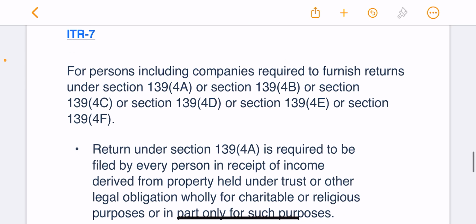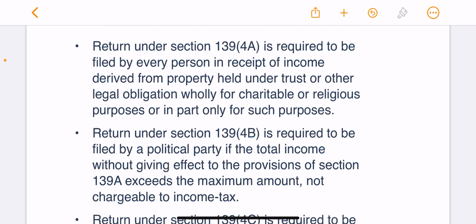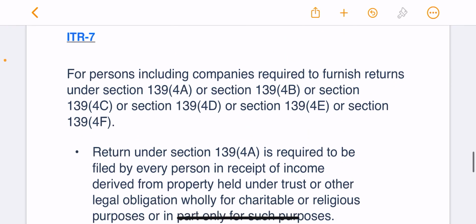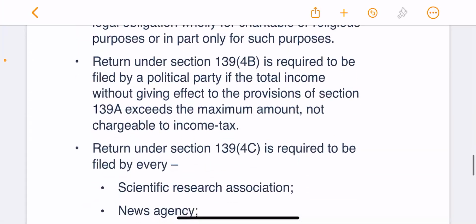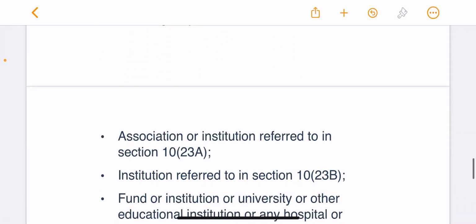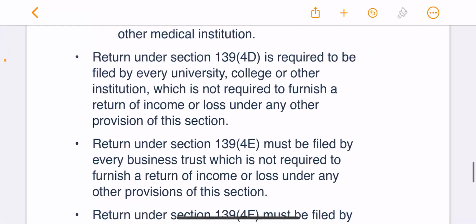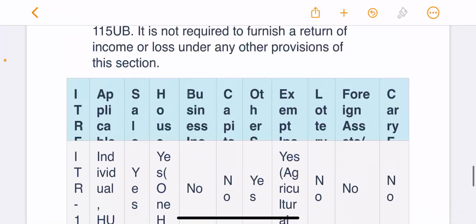And ITR 7 is for persons including political parties, and any person, scientific research, news agency, associations. The following individuals need to file ITR 7.